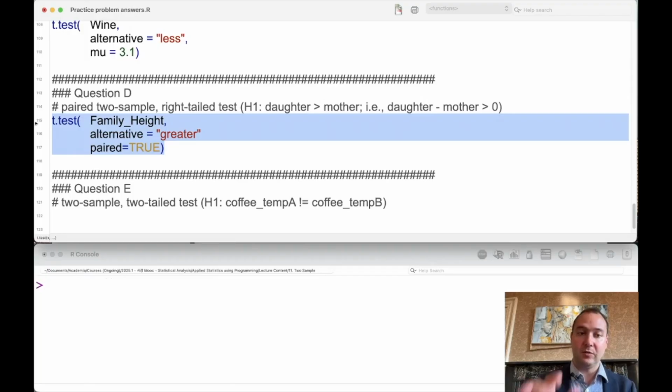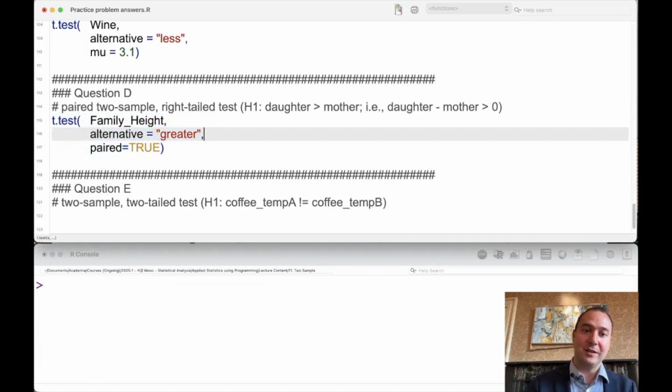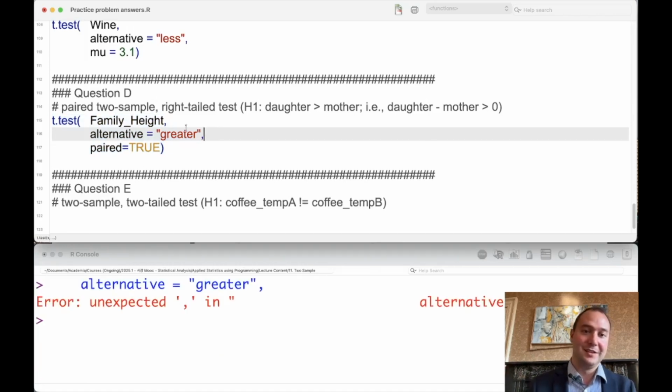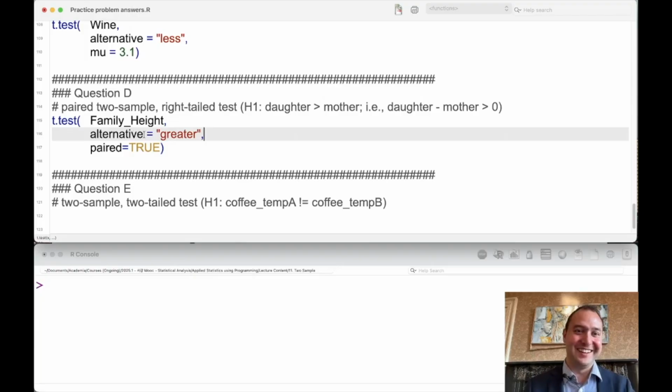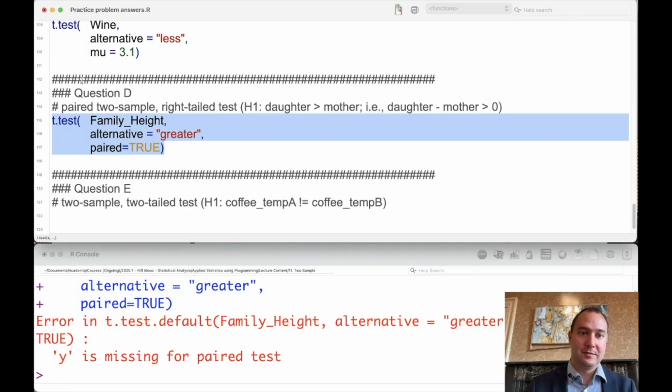So let's clear our console and run our test. Oops, I forgot a comma. Let's clear our console and run our test. What am I doing? All right, so let's run our test. What? Oh, shoot, I'm so stupid.